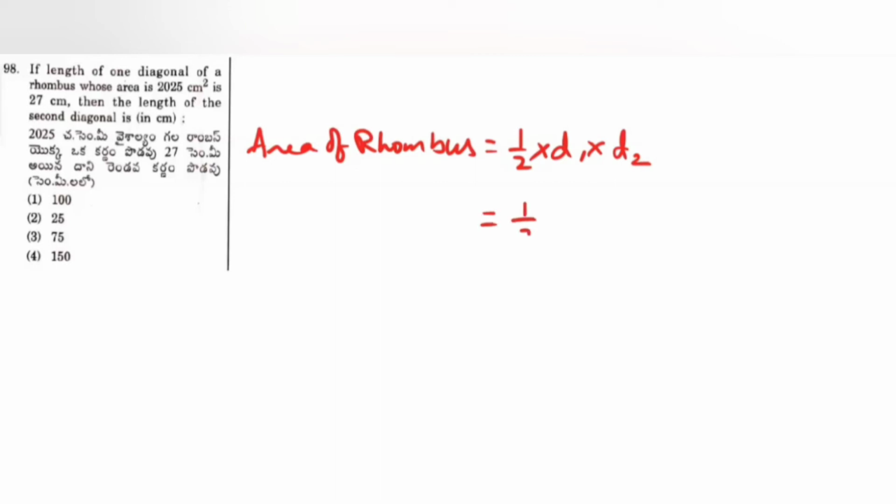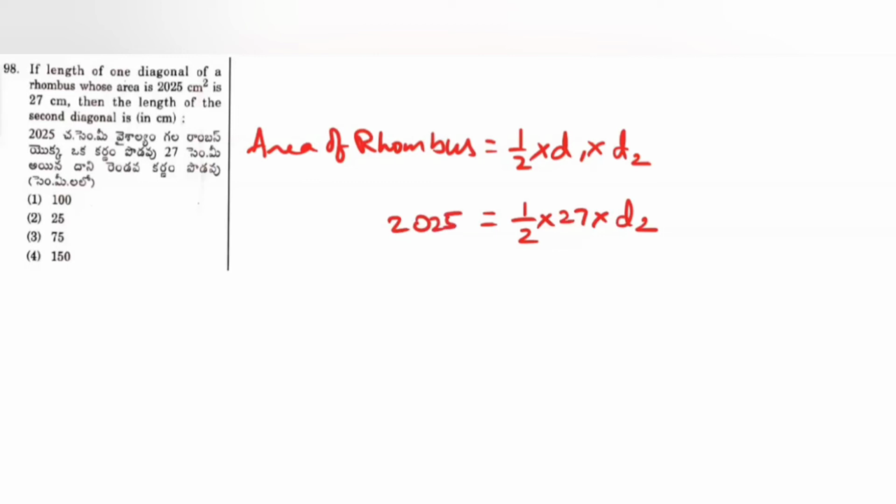So you know the formula for the area of a rhombus. Area of rhombus is equal to half into D1 into D2. D1 represents diagonal 1, D2 represents diagonal 2. Diagonal 1 is given as 27 centimeters, so write 27 here. D2 we don't know, so write D2 only. And the area of the rhombus is given as 2025.